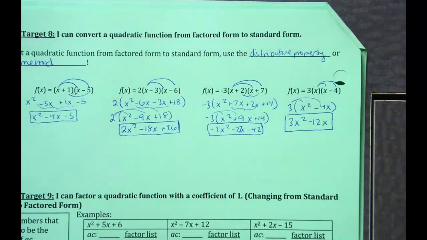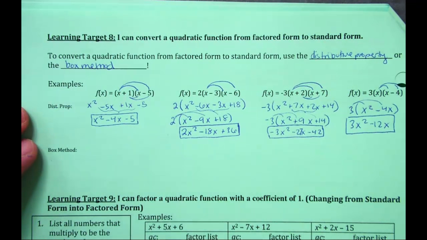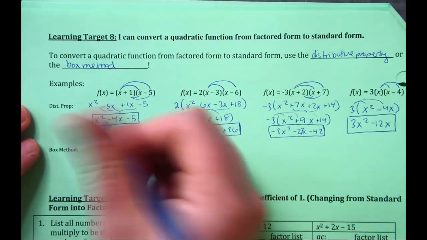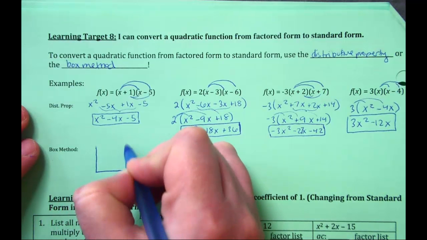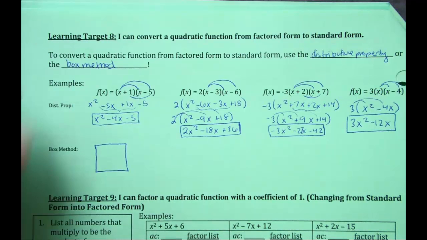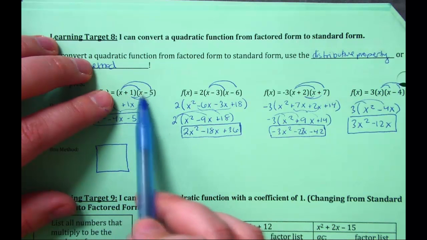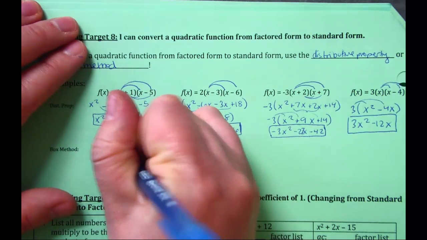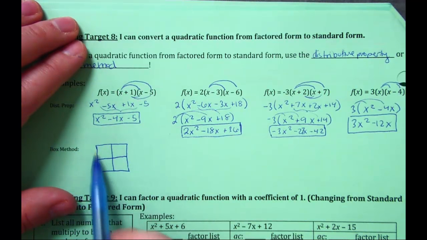Now what we're going to do is go back and do these same ones with the box method. So now if we look at the box method, all it is, is we're going to make a box. If you have been in biology, this might seem very similar to you because it's going to end up being like a Punnett square. And because each of these has 2 terms and 2 terms, we're going to make a 2 by 2 box.